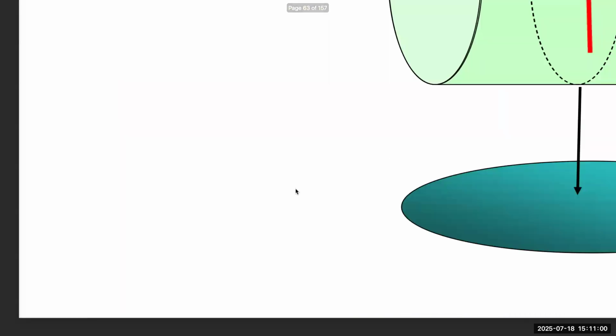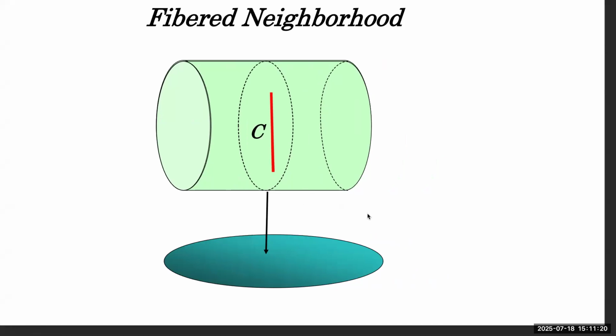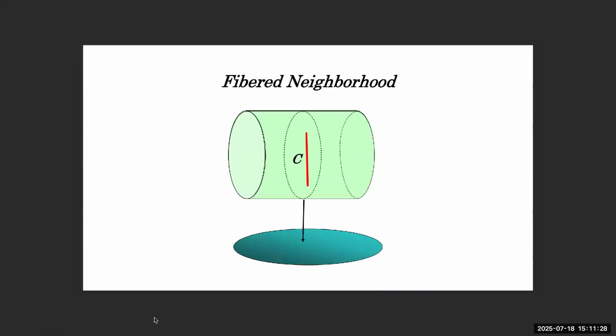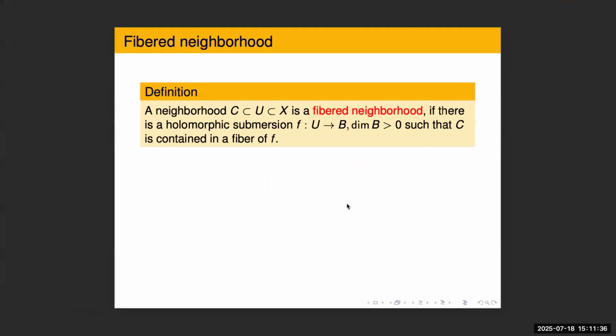So here's the picture. Here's the fibered neighborhood. The neighborhood has this fibration structure, and the curve is contained in the fiber. So that is a fibered neighborhood.